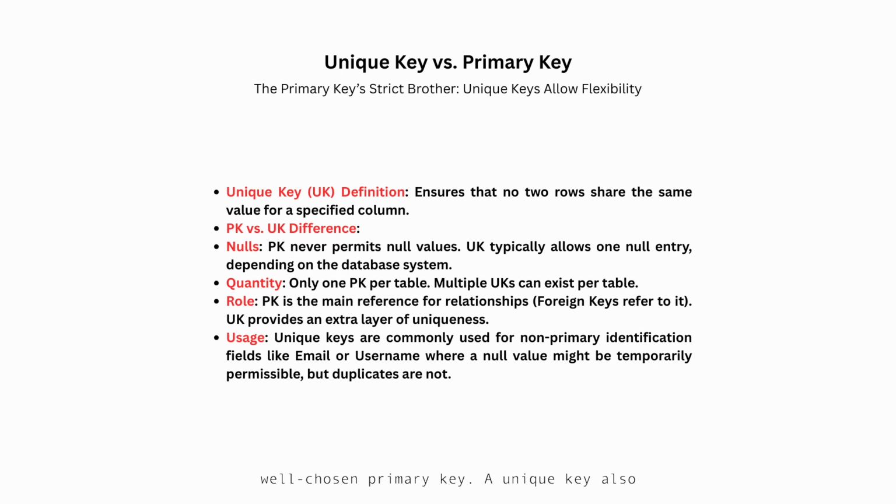A unique key also enforces uniqueness, but with more flexibility. Unlike the primary key, it can allow a null value. That is why fields like email or username often use unique keys. They must be distinct, but they may start empty. You can have multiple unique keys, but only one primary key. Think of the primary key as the core identity and unique keys as trusted alternates.